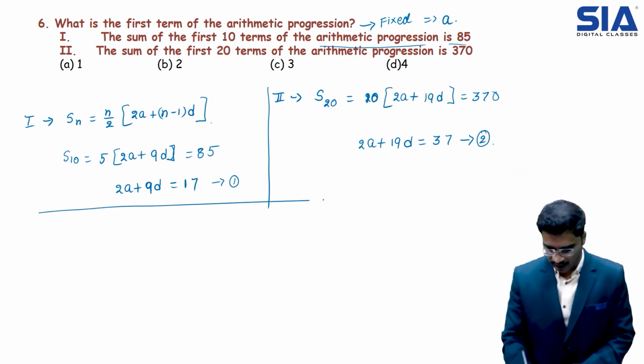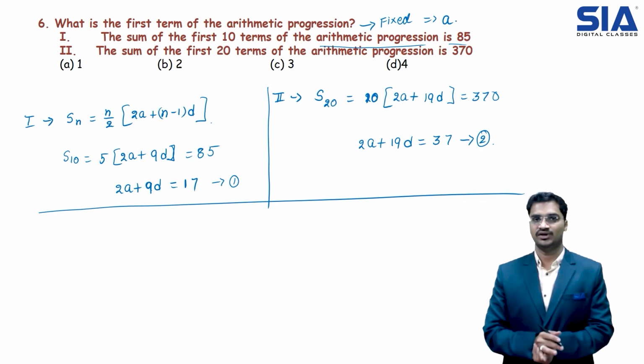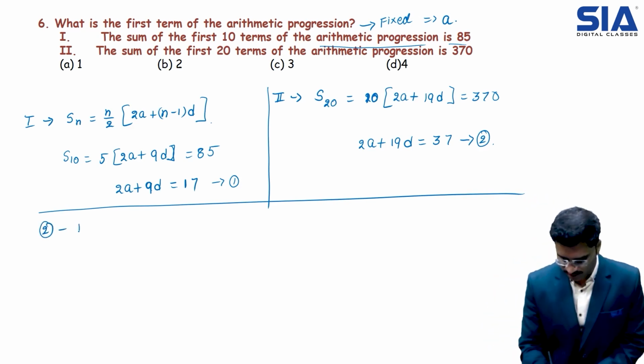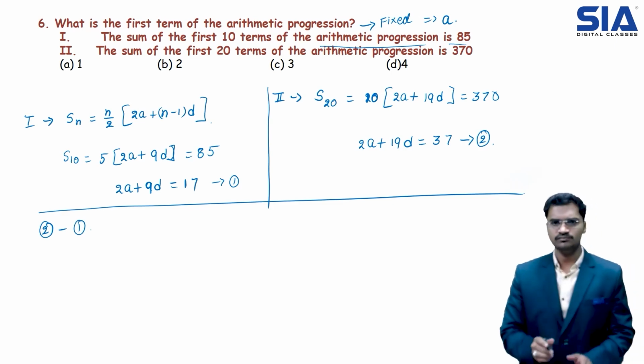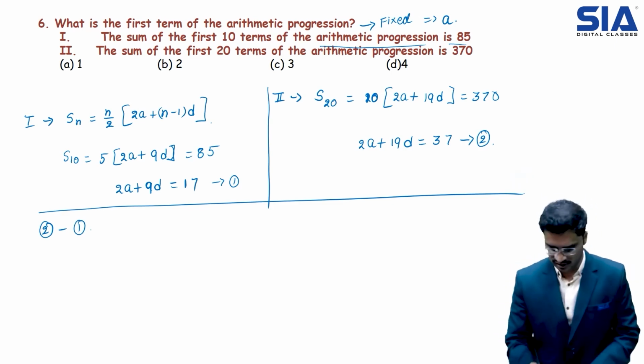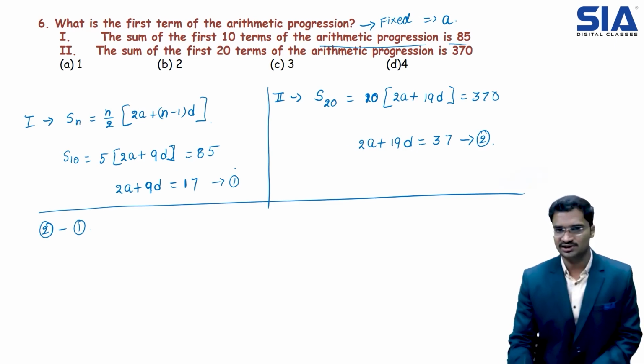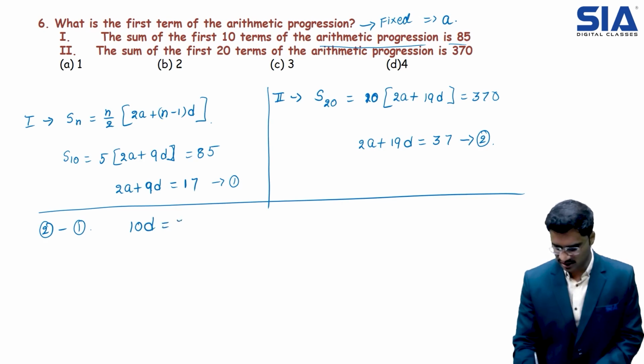When I am combining both of these statements and doing second equation minus first equation, 2a gets cancelled. 19d minus 9d is what? 10d. 10d is nothing but 20. Then the d value is 2.